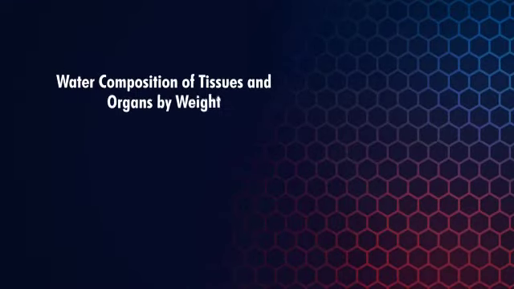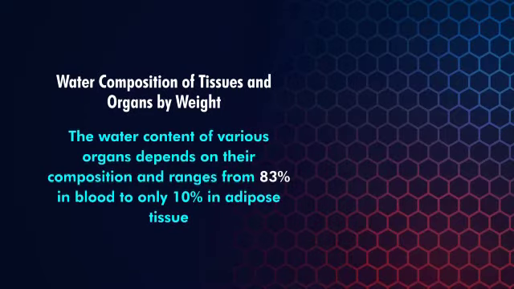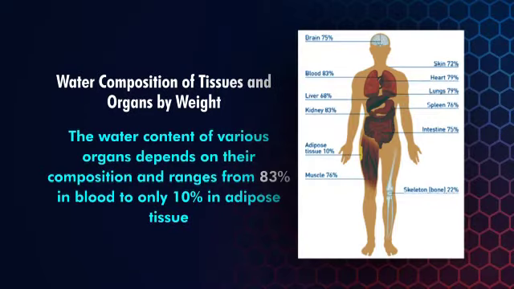Here is the water composition of tissues and organs by weight. The water content of various organs depends on their compositions and ranges from 83% in blood to only 10% in adipose tissue. So here we can see 75% water is available in the brain, skin 72%, blood, as we have already said, 83%, heart 79%, lungs 79%.